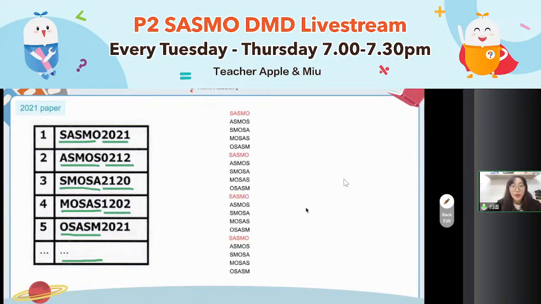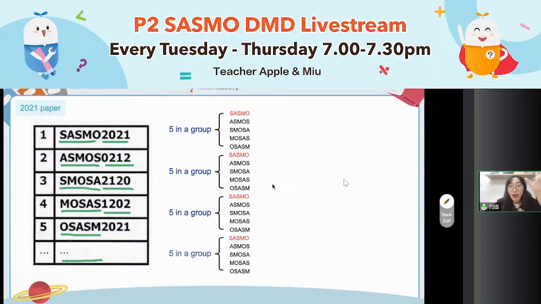So now let's have a look. Following the pattern, actually, we can analyze one by one. For the letter part, SASMO, when can you see the next SASMO? Okay. So now you see that here, we can find 5 words in one group. And then 5 words, and then 5 words, and then 5 words, right? So 5, 5, 5, 5, they are repeating. As long as you want to see the word SASMO, you will have to write down 5 words. And after that, you can see another SASMO.